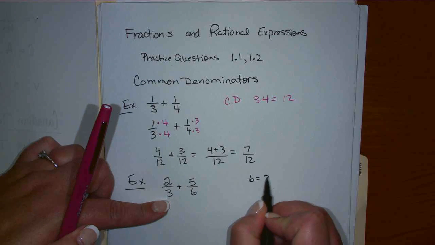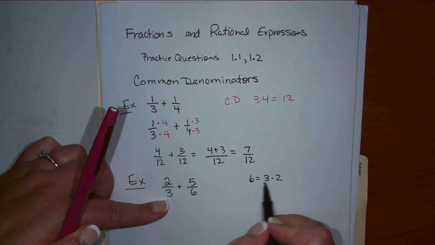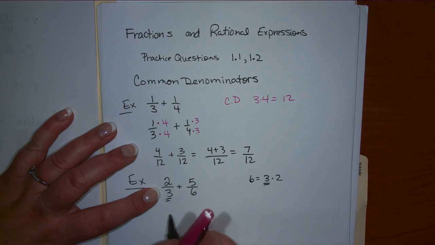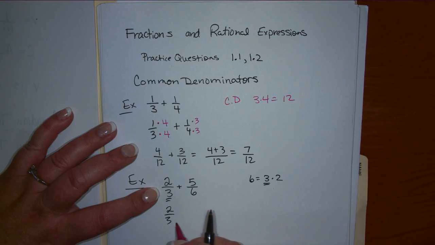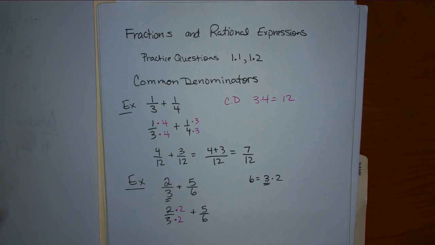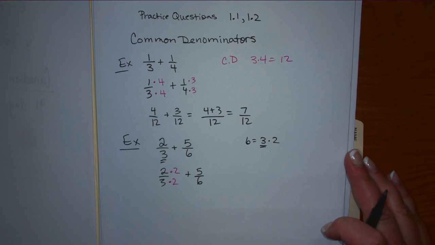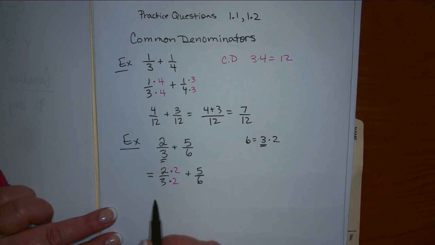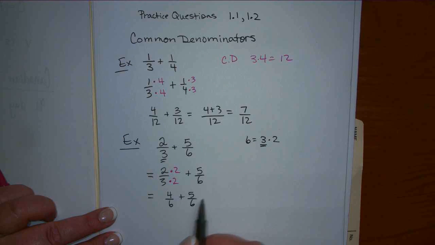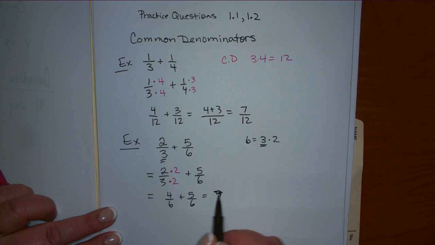6 is equal to 3 times 2. The first one already has a 3, so if we multiply the first one by just 2, then the bottom will be 6, and this one already has the bottom 6, so we don't need to change it. Let's put an equal sign here. So this will be 4 over 6 plus 5 over 6, which is 9. Actually, I'll do one more step.